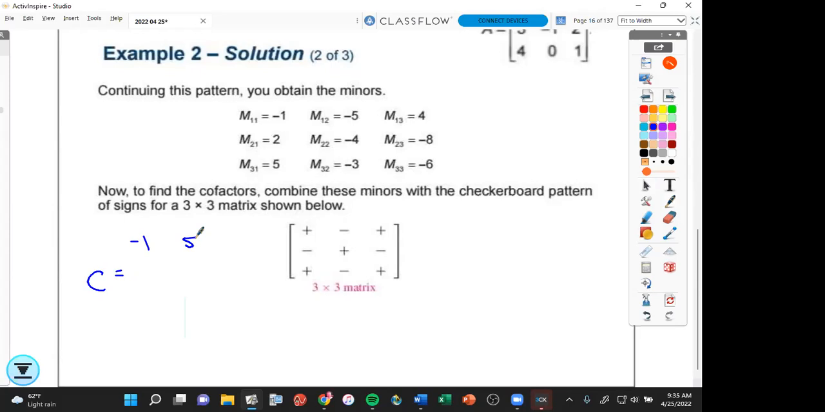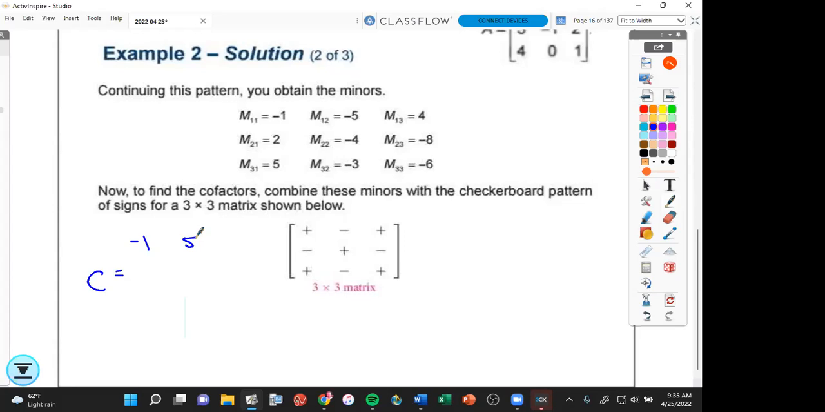We're using this table, and it's always going to look exactly like this. It's always going to start with a plus. It's going to be alternating plus and minus signs. And all we're doing is converting the minors into the cofactors. And again, until this text, I've never seen this concept of cofactors in my life. If there's a plus sign, you leave the sign alone. So that's a -1.